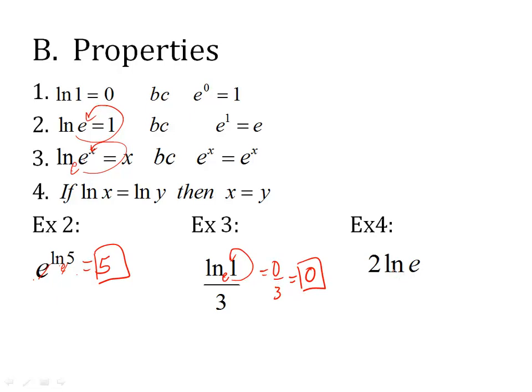And lastly, 2 times the natural log of e. Well, natural log, the base is an e. So this is saying e to what power is e? Well, that's just to the first power, so that's a 1. So this is really 2 times 1, so my answer is a 2.